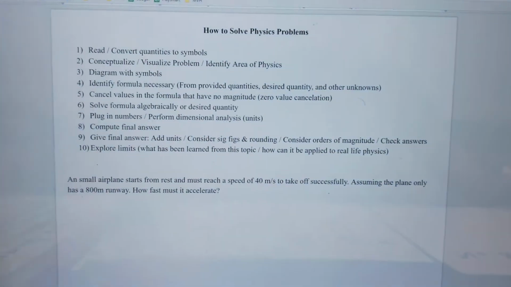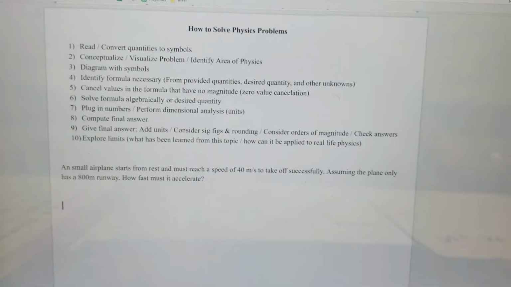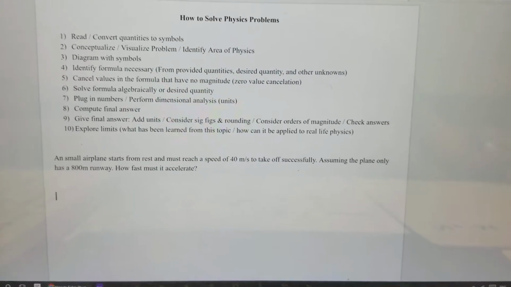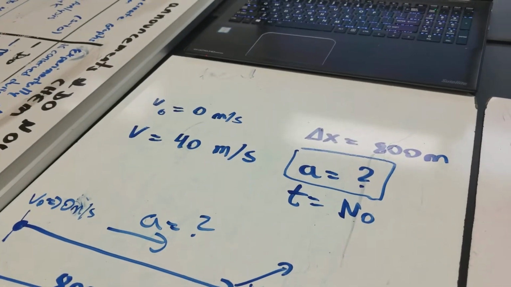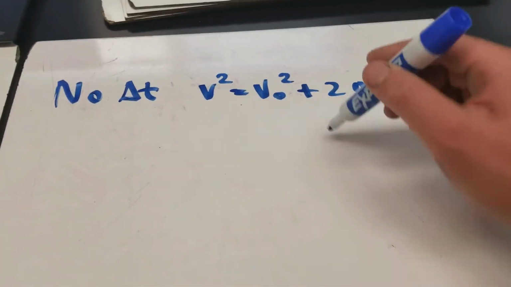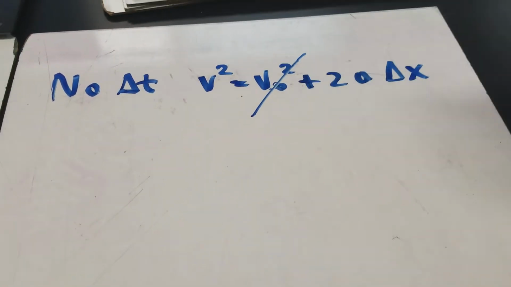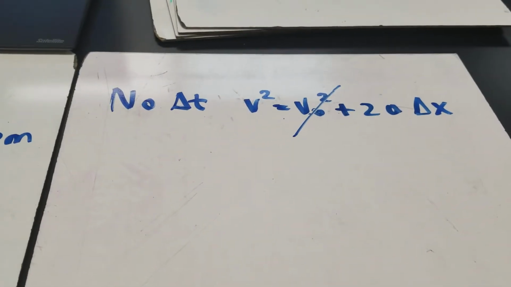Now my next step says, cancel out values in the formula that have no magnitude or a 0 value. So if I look at the formula and my givens, I can notice that velocity initial is 0. So I can go ahead and cancel this value because it's not going to factor, right?